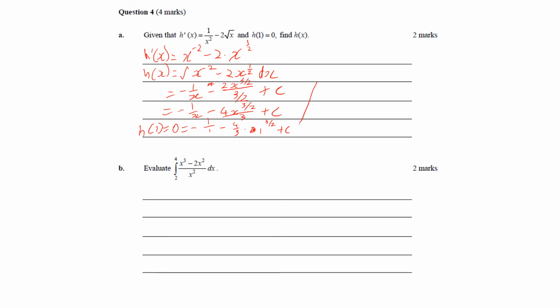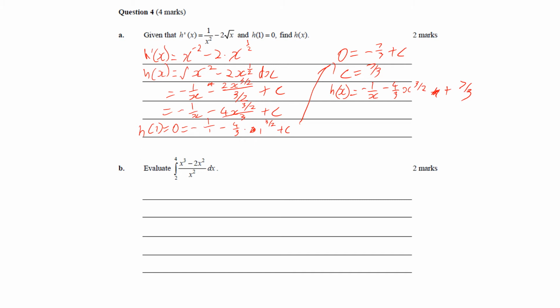And so if I continue on from here, I can group the terms on my right hand side together. So I get minus 7/3 plus c is equal to 0. So c has to be 7/3. And so then altogether we end up with h of x is equal to negative 1 on x minus 4/3 of x to the power of 3 on 2 plus 7/3.